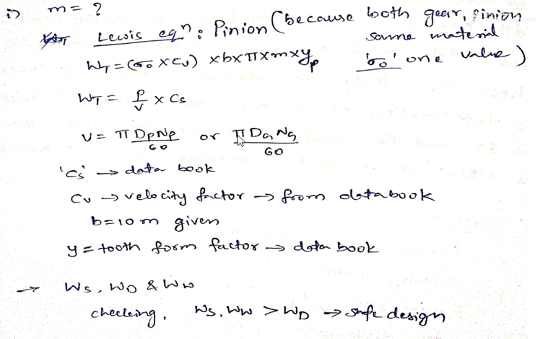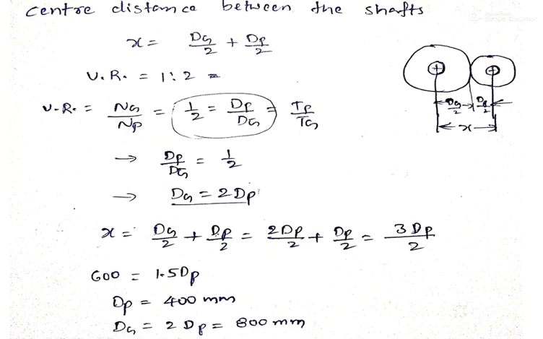First of all, we have to calculate dP to calculate V, and substitute these values here. So the first step is to calculate V. To find V we require dP, and to find dP one clue is given: the center distance. We can write the center distance with a small formula: x is equal to center distance, x equals dg by 2 plus dP by 2. How can we write this? Let us see.